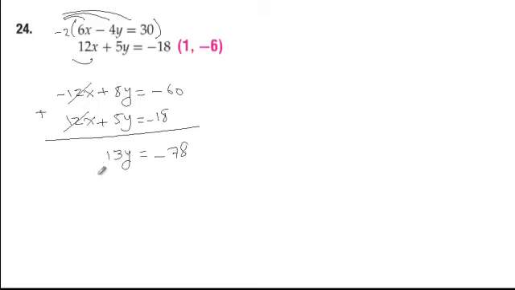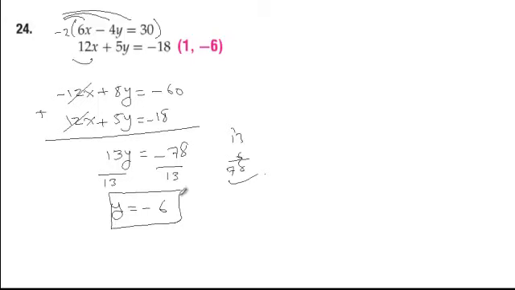Minus 78. Let's divide by 13. So you get y equal to... 6 times 13 equals 78, I guess. 13 times 6: 6 times 3 is 18, 6 times 1 is 6 plus 1 is 7. Yes, that's correct. But don't forget we have minus signs, so we write minus 6. So y equals minus 6, and it matches here, minus 6.